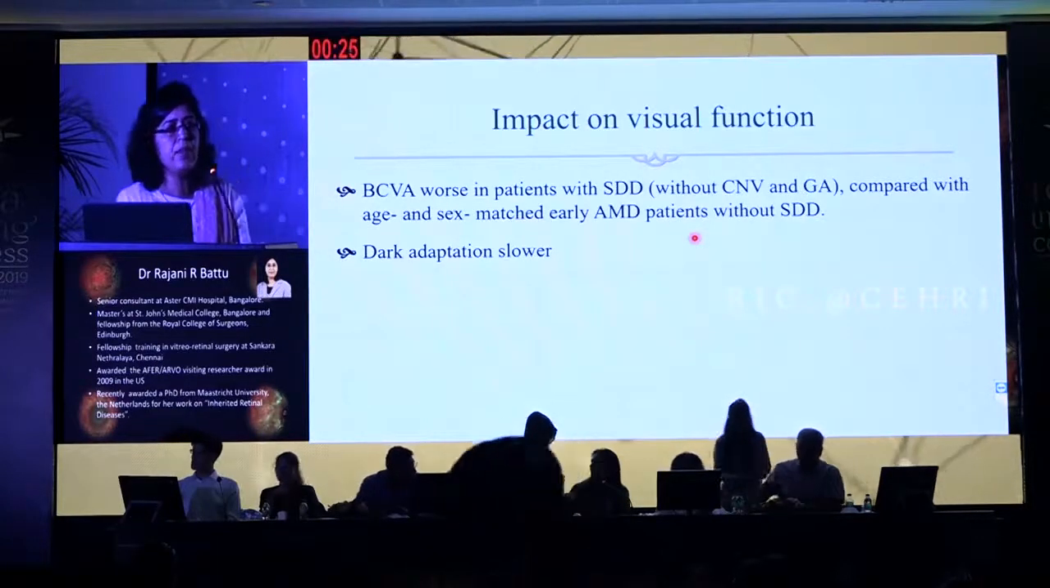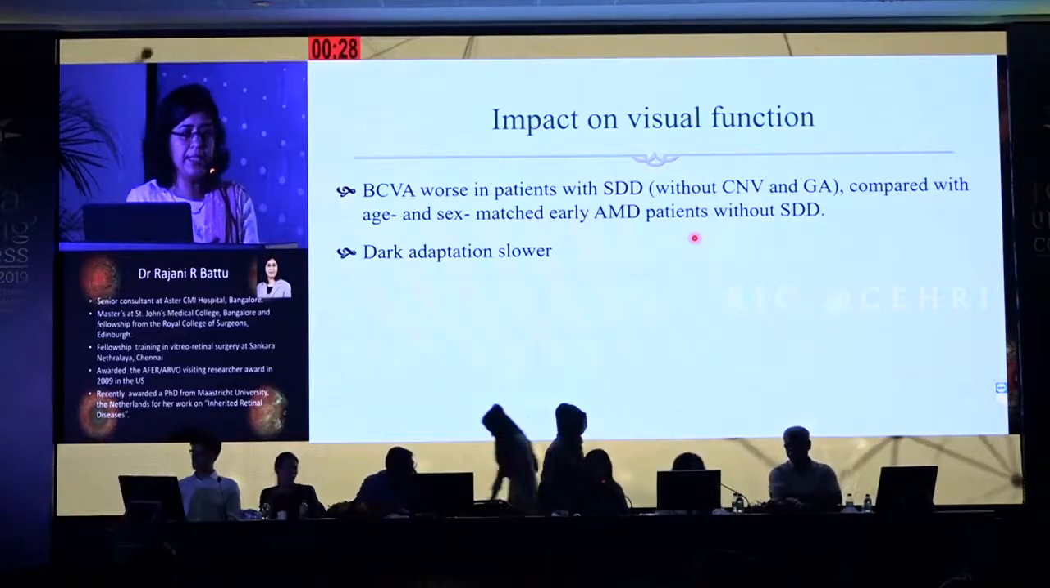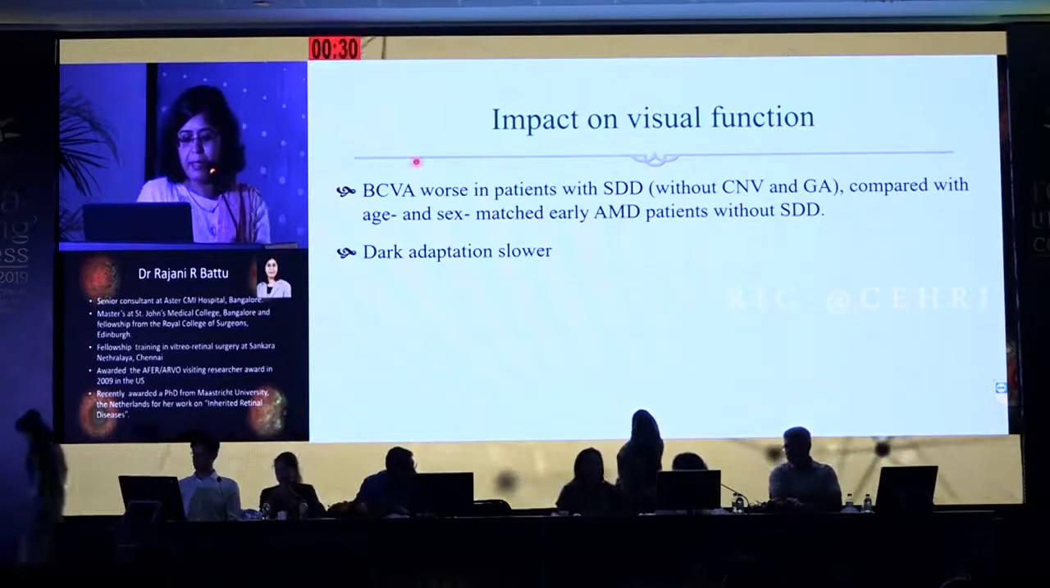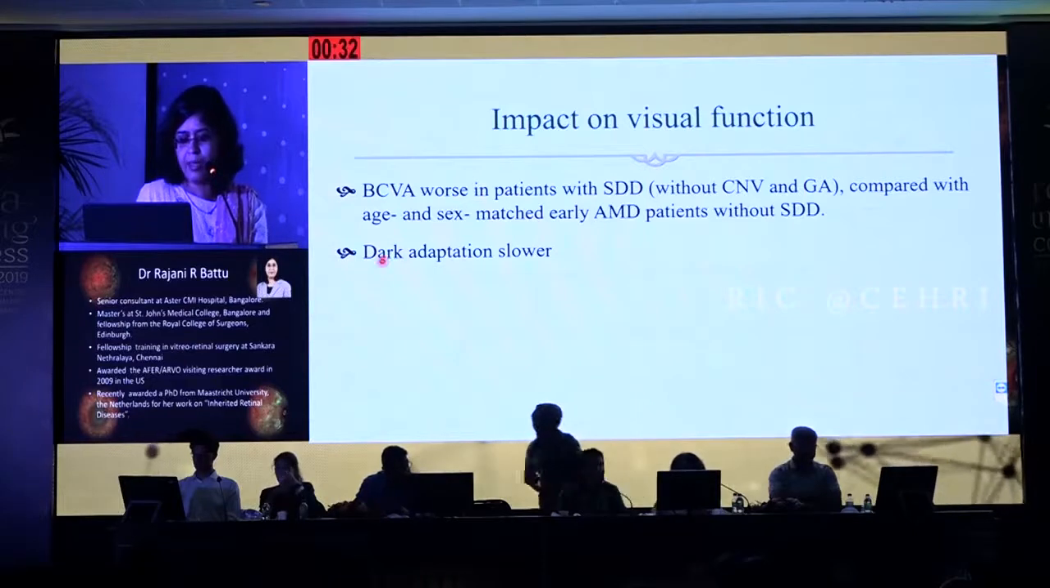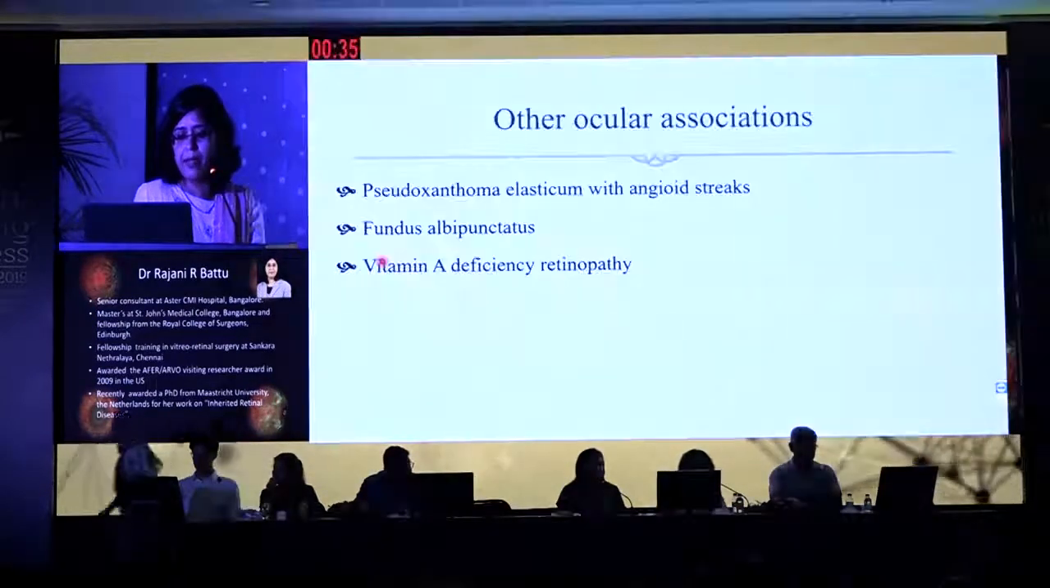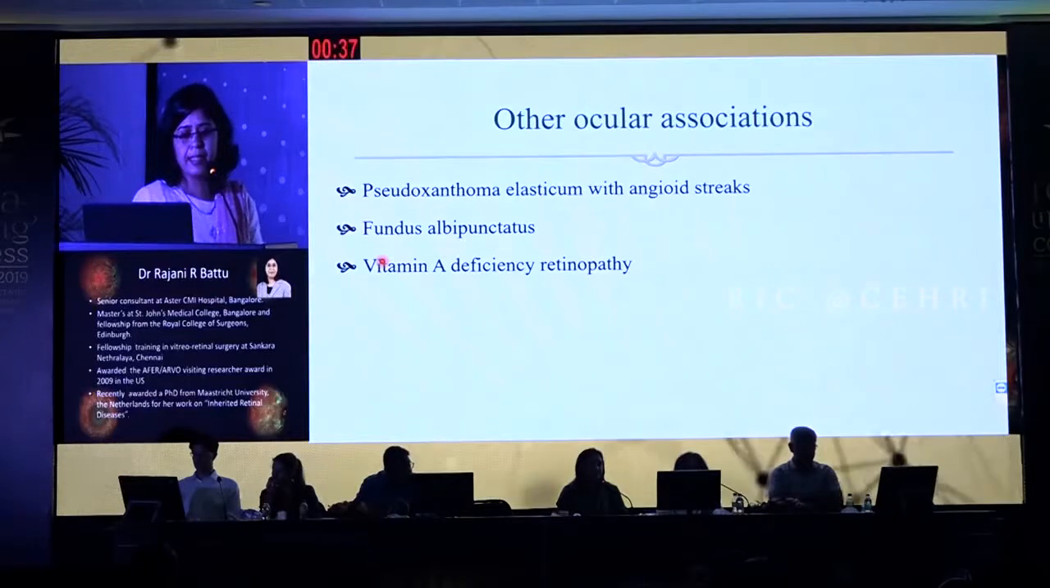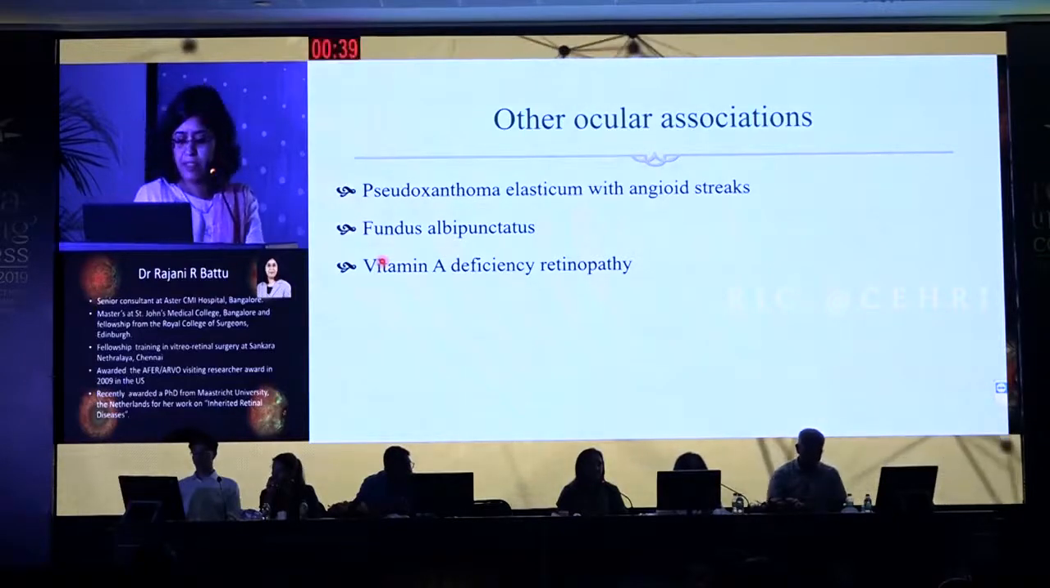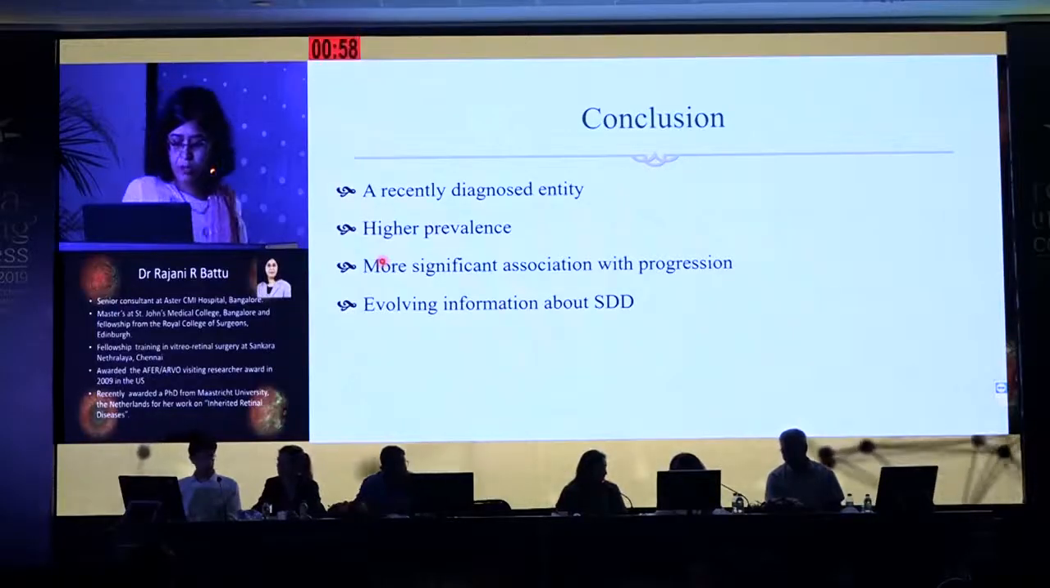Now, even in the absence of any of the changes, the visual function in these eyes is not the best. Their best-corrected visual acuities are lesser, with slower dark adaptation and lesser retinal sensitivities. There are other ocular associations that we've been hearing about, although there is a significant systemic association that has recently been found, that these patients could have a higher risk for cardiovascular diseases compared to others. So in conclusion, this is a relevant and recent entity, with a lot more work that needs to be done, but something that probably we need to look out for. Thank you.